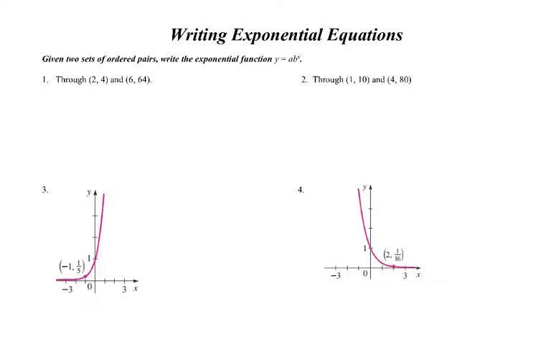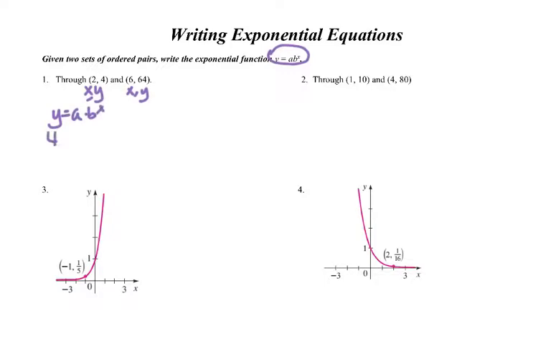The last little section here is just writing exponential equations. So we've done this with every new function that we've learned, where they give us some information and we write the equation. Here the information they're going to give us is two ordered pairs, right? X, Y, X, Y. So we know that exponential functions are in the form y equals a times b to the x. So I'm going to take each equation and plug that ordered pair into y equals a times b to the x.